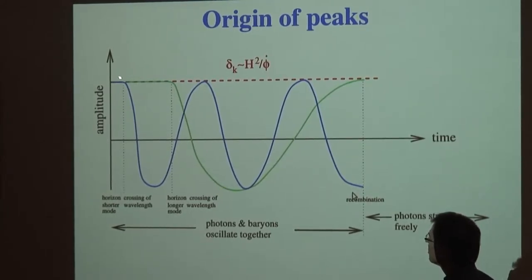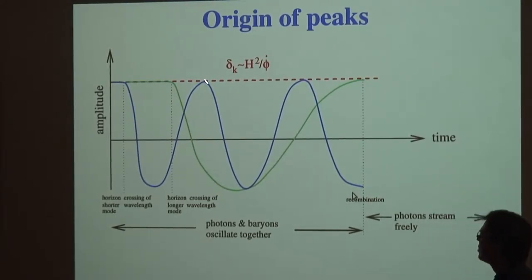So a short wavelength mode crosses the horizon earlier, starts oscillating with a certain amplitude. And then at recombination, that's when it starts streaming freely, and we can see the effects of a photon that was influenced by that perturbation. A longer wavelength one doesn't start oscillating until it crosses the horizon a little bit later. It oscillates with about the same amplitude, but because of this time lag, it's out of phase with the other one.